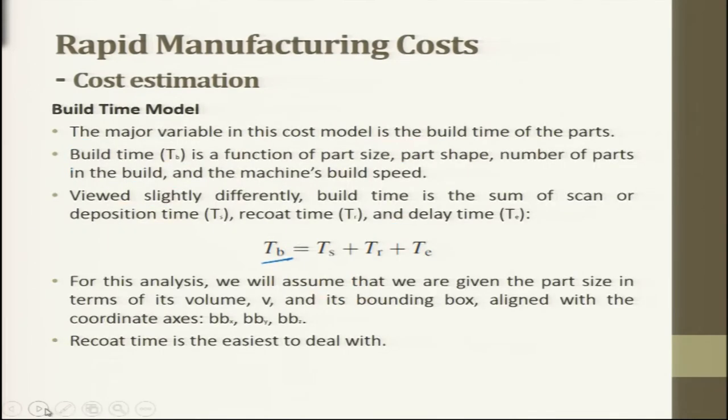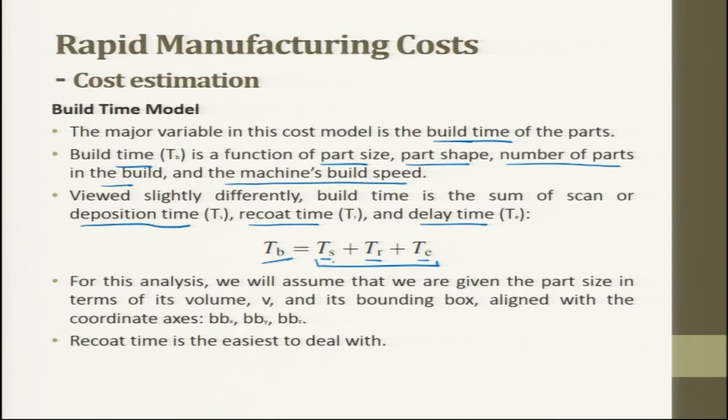Now what is this TB dependent upon? It is an additive function of three factors, TS, TR and TE. TS is deposition time, TR is recoat time and TE is delay time. The major variable in this cost model is the build time of the parts. Build time is a function of part size, part shape, number of parts in the build and the machine's build speed. These three different times are added to get the total build time: deposition time, recoat time and delay time.